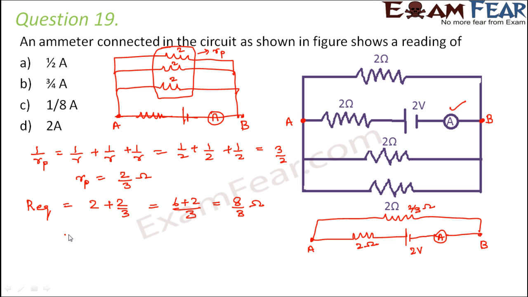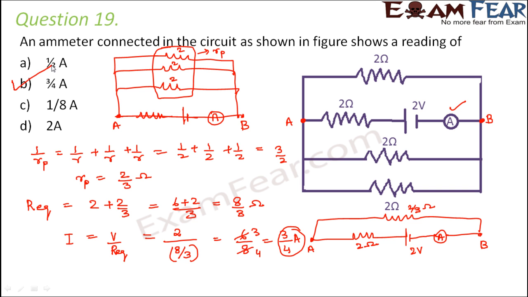Now from Ohm's law, we know that current is equal to V by R. R here is R equivalent. So V is 2 volts and R equivalent is 8 by 3. So this is equal to 6 by 8. 2 3s are 6, 2 4s are 8, which is equal to 3 by 4 ampere. So this is the amount of current that would flow through the circuit and therefore get measured in the ammeter. So the reading of the ammeter would be 3 by 4 ampere.